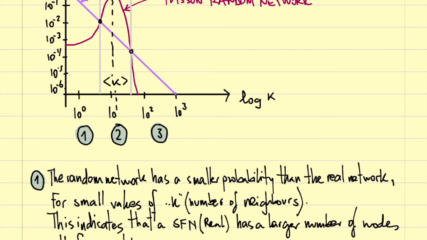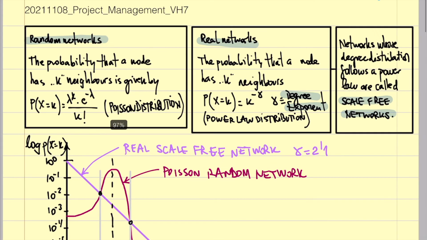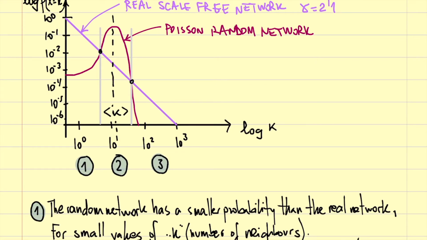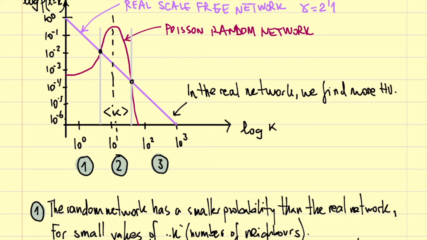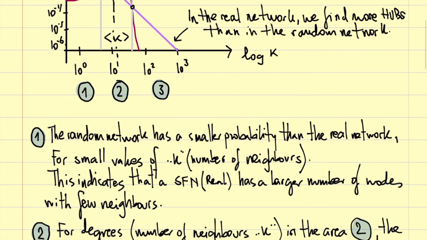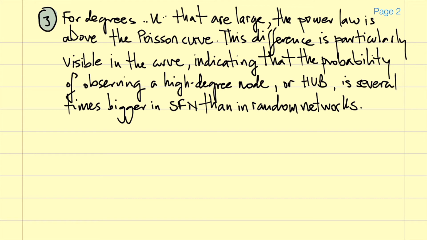Okay? So this is the interpretation of this, which means that in the real network we find more hubs than in the random network. Okay? Questions, please?